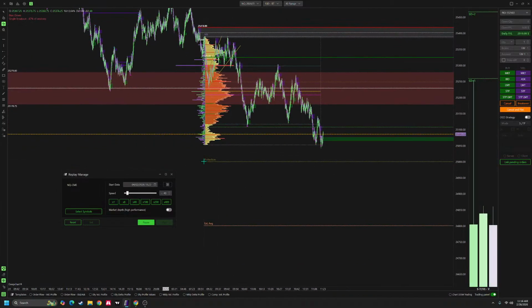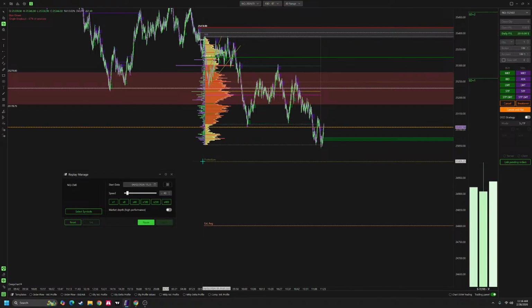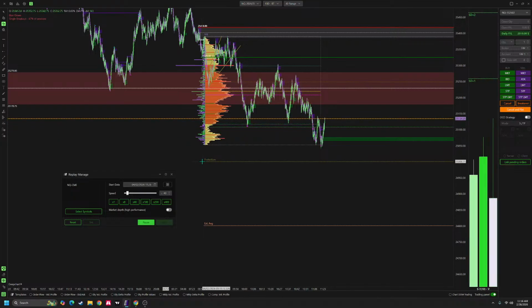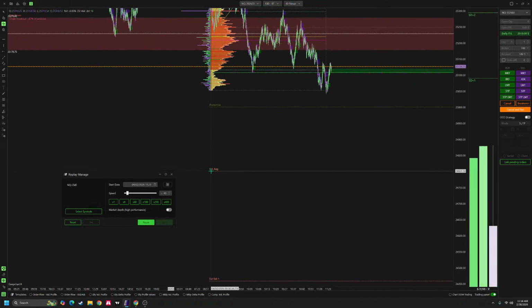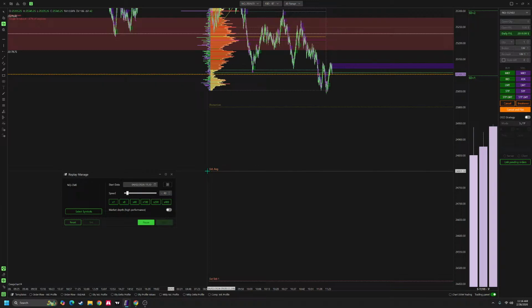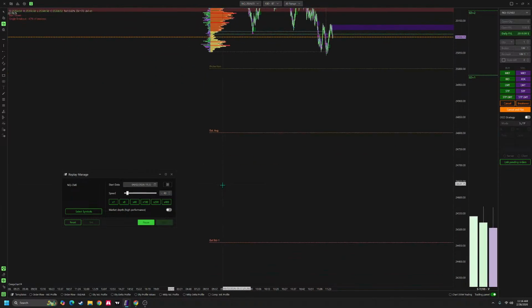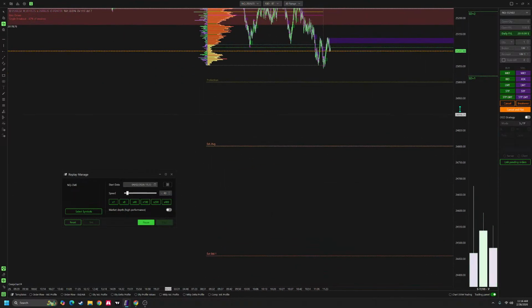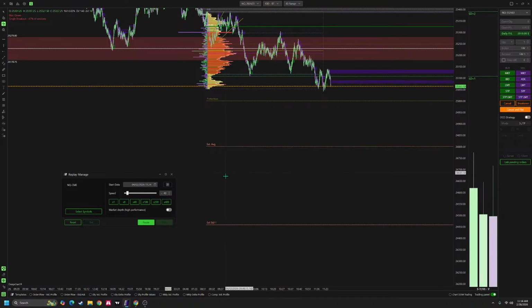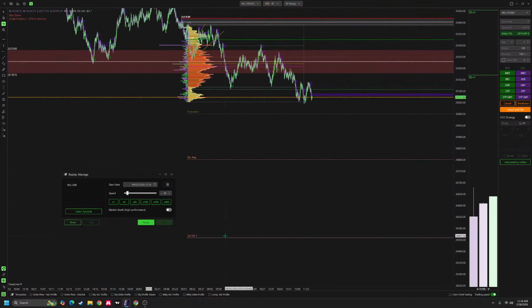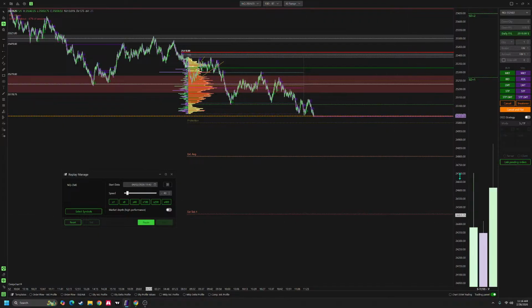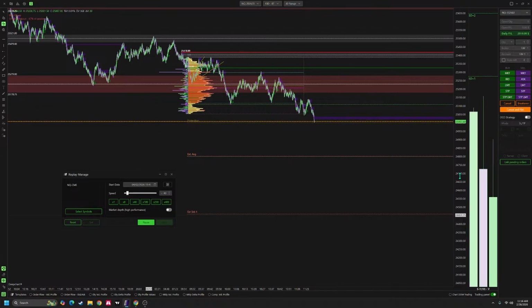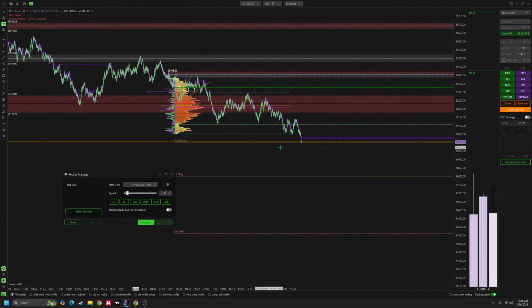So this would be the area that it would expect to at least move down to for the day, with an average extension when we have an initial balance breakout to the bottom, an extension level. And then it has another standard deviation where if we break the extension average, we could move on average all the way down to 24,500-ish.